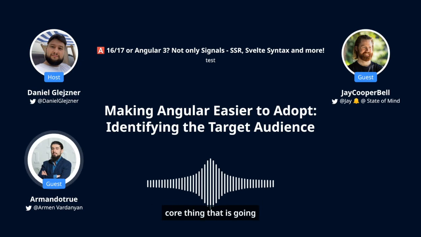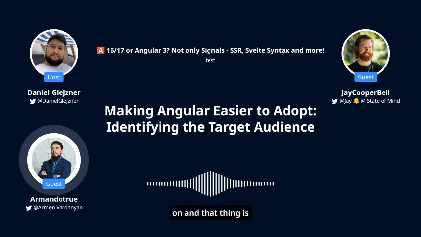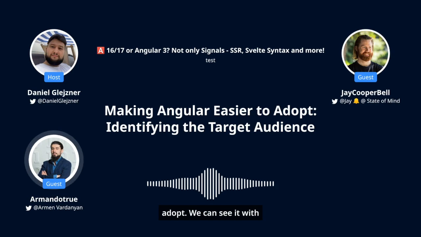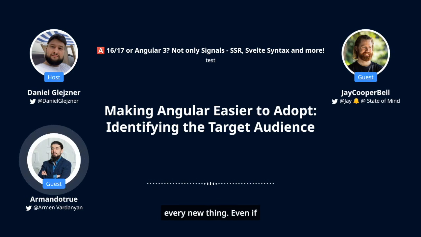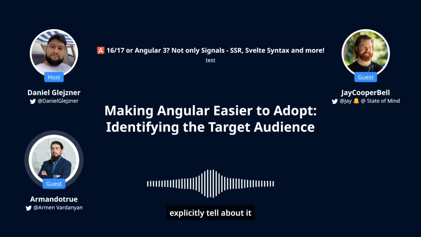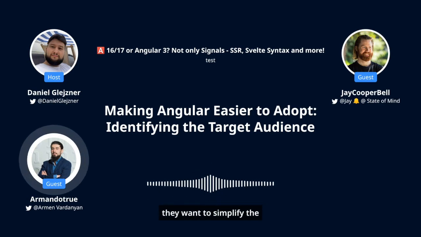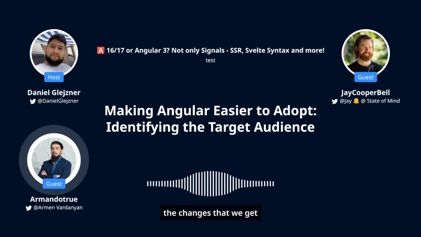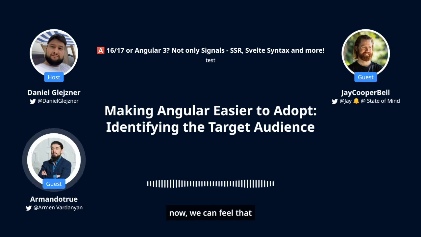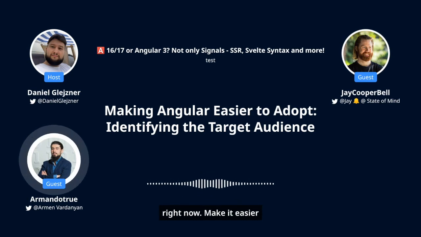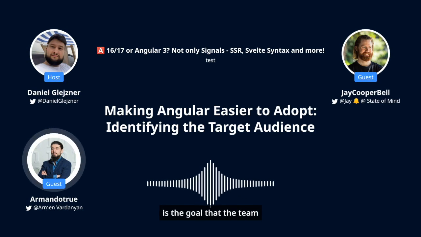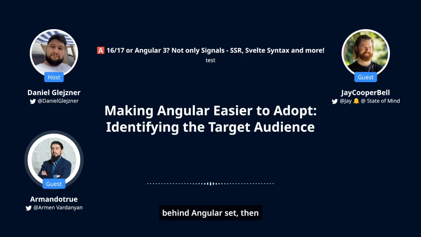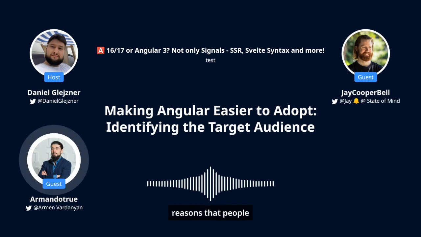There is a core thing that is going on, and that thing is making Angular easier to adopt. We can see it with every new thing, even if they didn't explicitly tell about it, that they want to simplify reactivity, they want to simplify the template. Even if they didn't say it out loud, by the nature of the changes that we get now, we can feel that this is the core goal right now. Make it easier to adopt, make it easier to learn. And yeah, that sure will involve instability. And if that is the goal that the team behind Angular set, then yeah, I think there are reasons that people believe it is important.